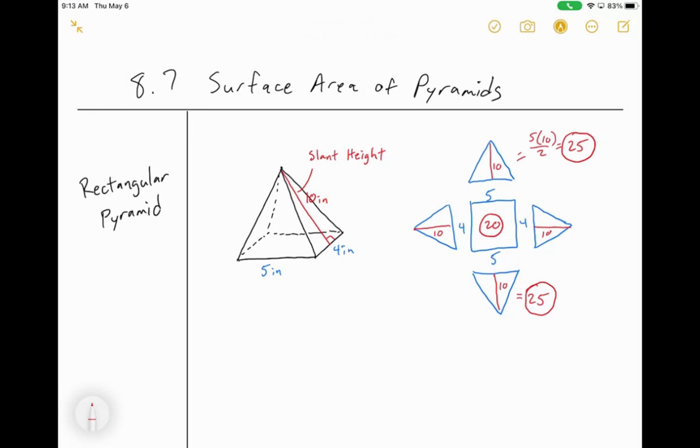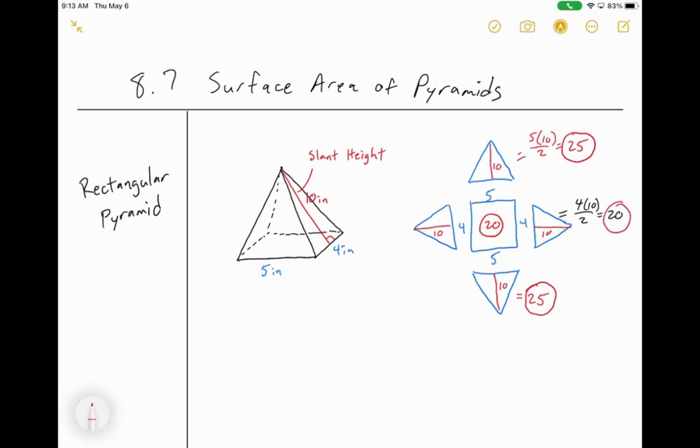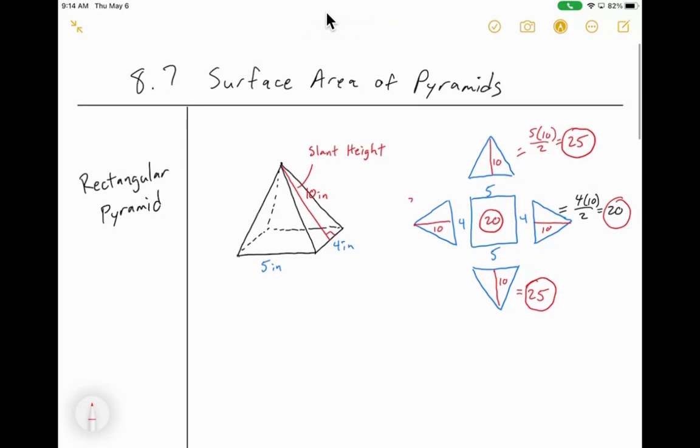Okay. Now this triangle, I'll do it in a different color. This is going to be 4 times 10 divided by 2. Right? Because the base is 4, or the height is 10. 4 times 10 divided by 2 is 20, I believe. And that means that this one is also 20 right here, yeah?